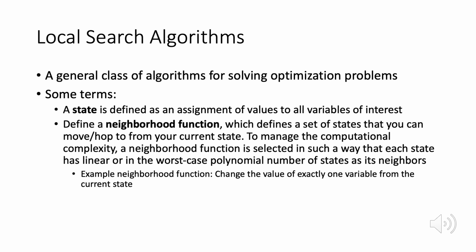Clearly, if we use this particular neighborhood function, then the neighborhood size is linear, right? The size of the set is bounded by O(n), where n is the number of binary variables. Similarly, if we have n variables such that each variable takes d values, then each state will have exactly n times d neighbors.